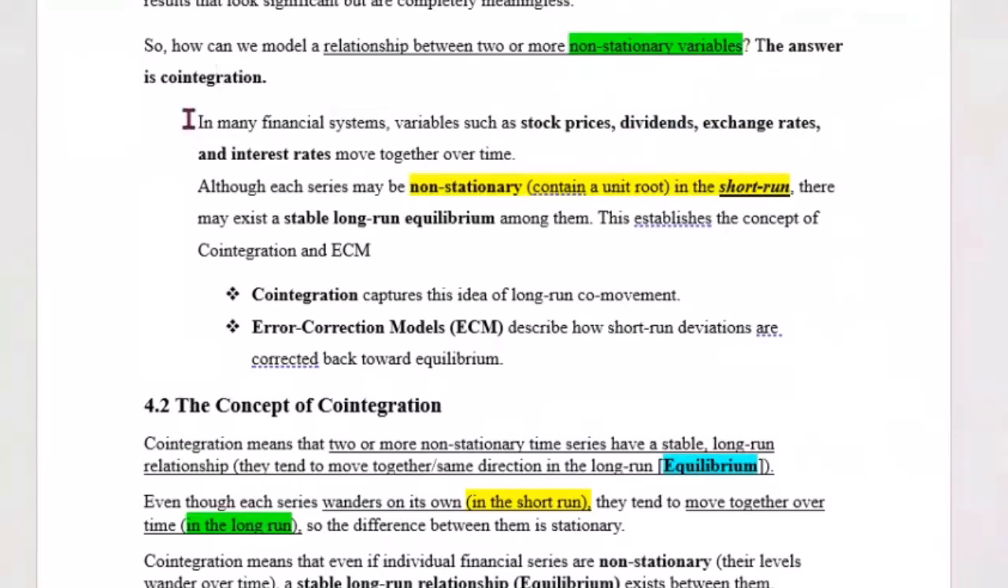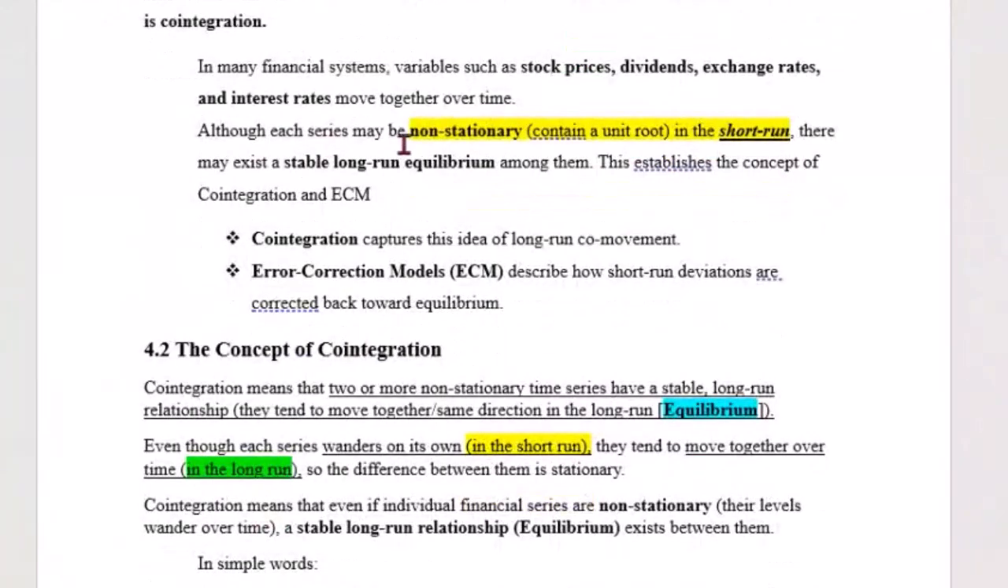Before we actually go into understanding what cointegration is, we may need to understand the background: in many financial systems, variables such as stocks, dividends, exchange rates and interest rates move together over time. You may find that all of them are increasing at the same time, or all of them are decreasing at the same time. They tend to move in the same direction in the long run, over a long period of time. So although each series may be non-stationary, or contain a unit root, in the short run, here is the keyword, there may exist a stable long-run equilibrium among them.